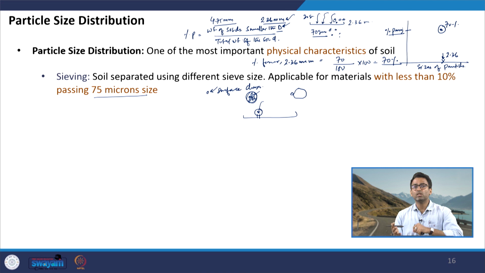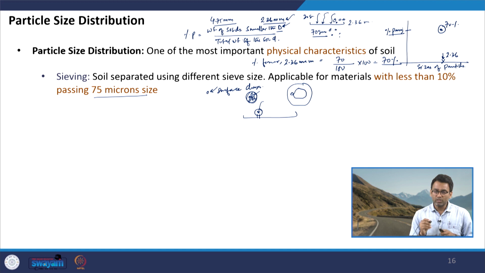It can also get attached to other particles, it can get attached to the sieve itself. So, that is why the calculation of weight becomes difficult and inaccurate and we end up doing wrong calculations and finding out the wrong percentage passing. So, the conventional sieve analysis is mostly applicable for more coarser particles, specifically if the soil mass has less than 10% material passing 75 micron sieve.